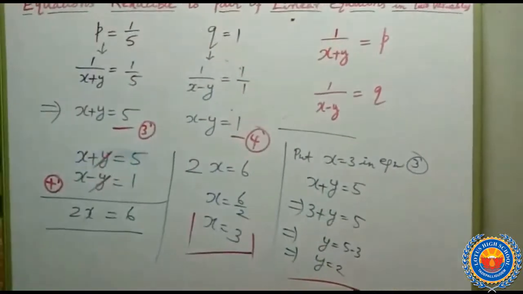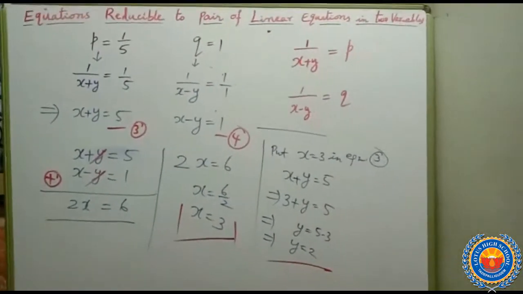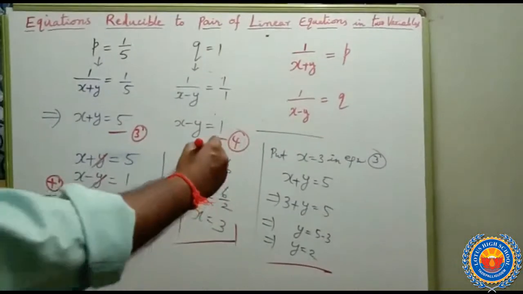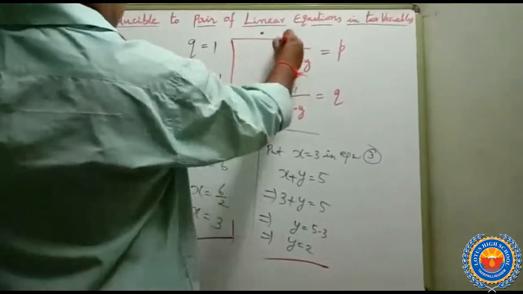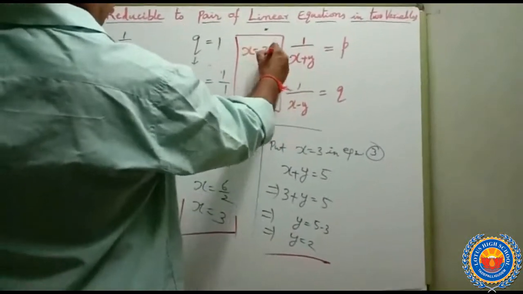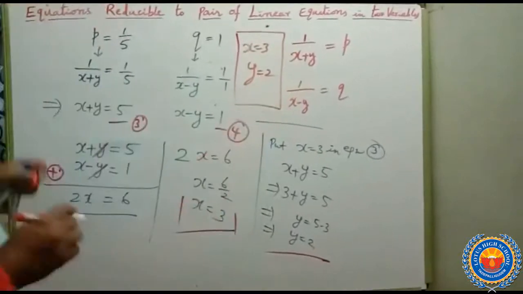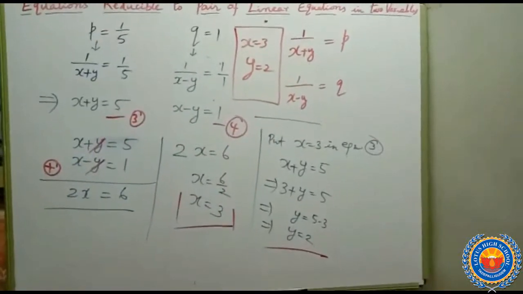Finally, for this big question, big sum, I got x is equal to 3 and y is equal to 2. This is the final answer of this first question.